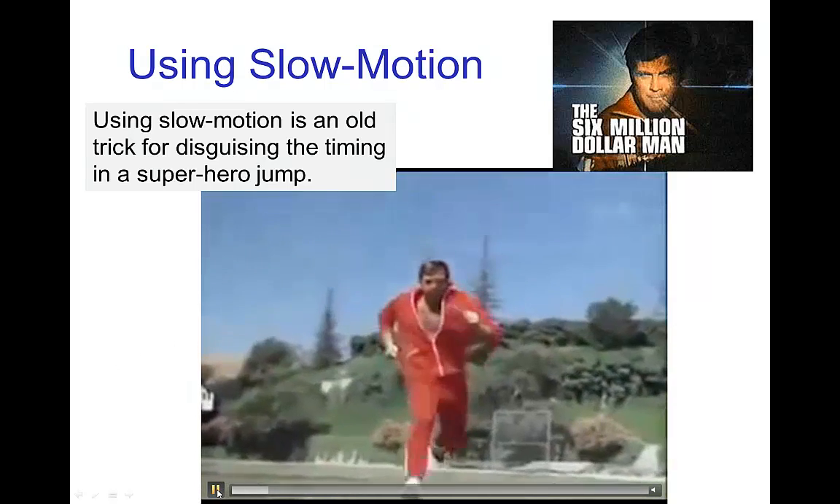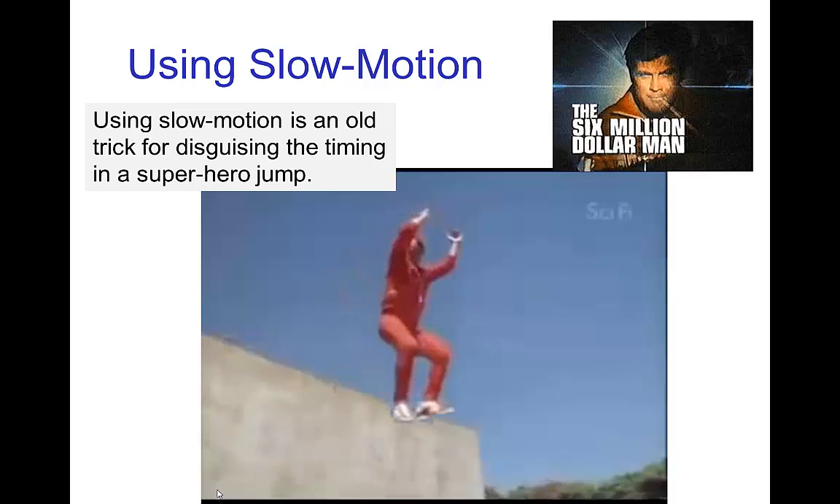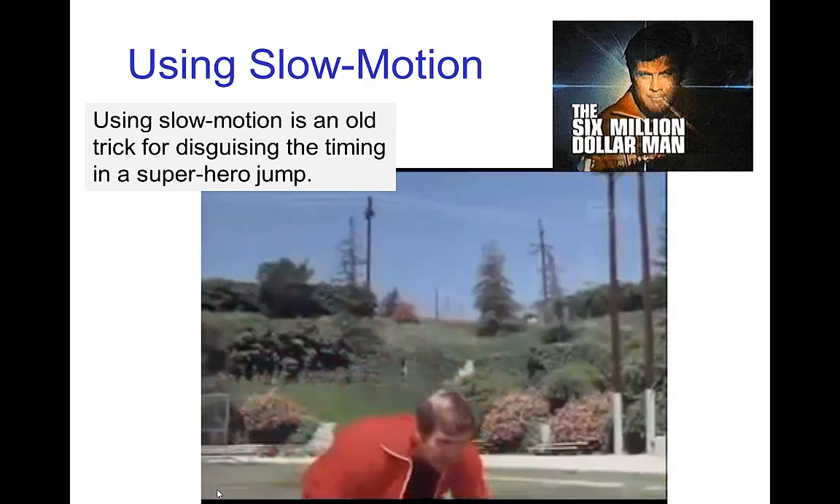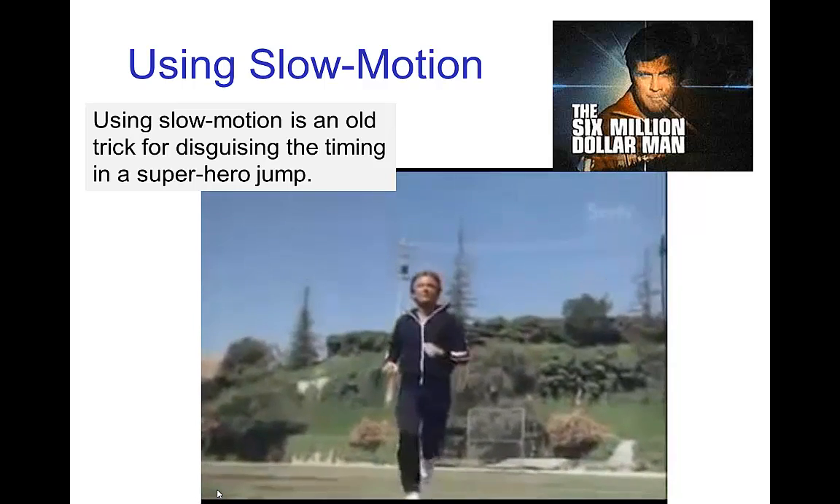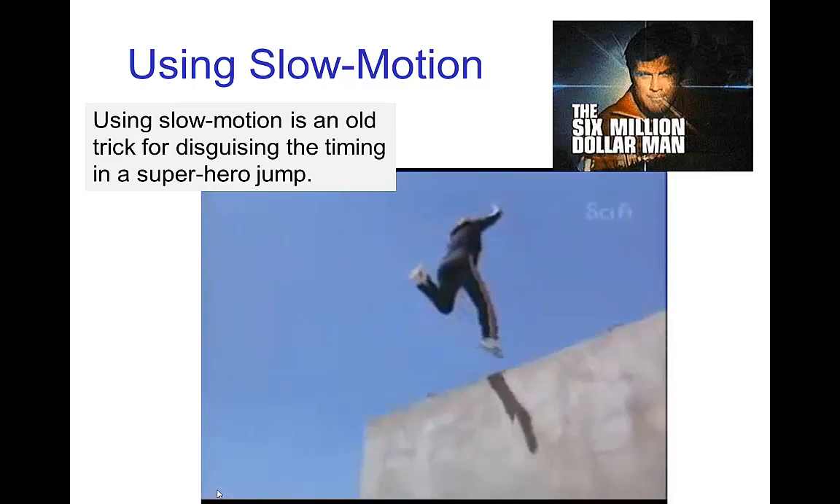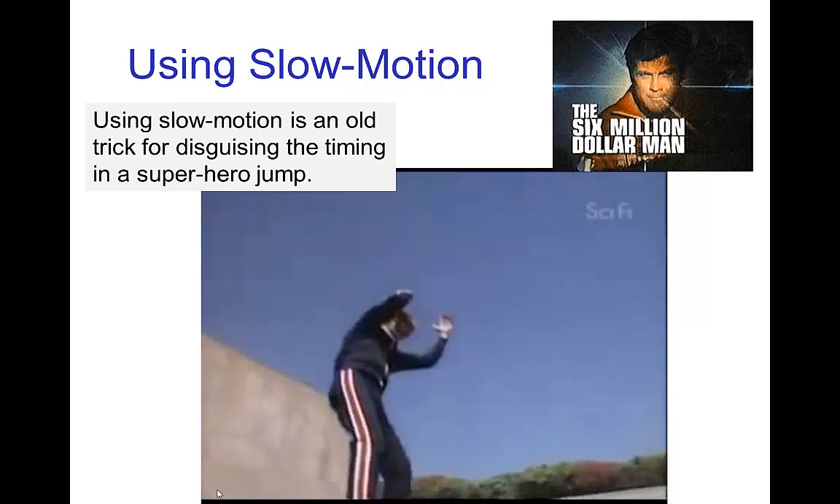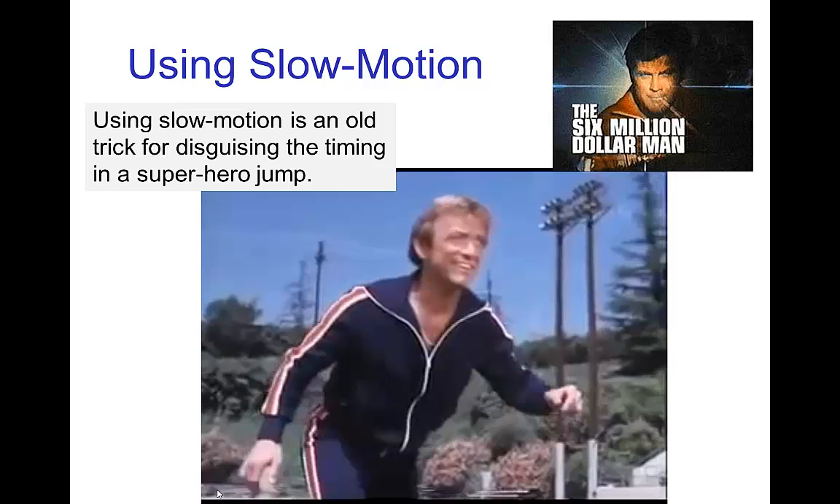This is something which was commonly done for the sequences of the Six Million Dollar Man. The Six Million Dollar Man has bionic legs. Here's another bionic character. They have these very impressive jumps, but we don't really see what the timing is, because they use slow motion to imply that everything is happening extremely fast, and that disguises the timing.